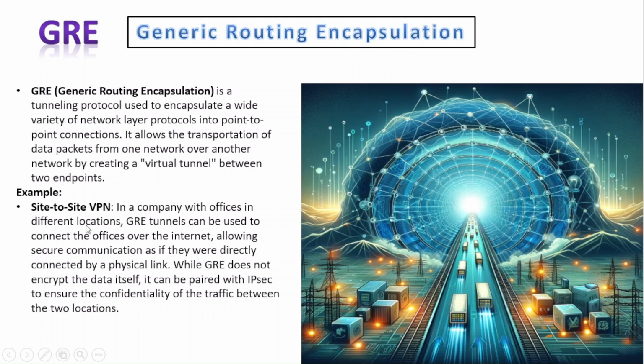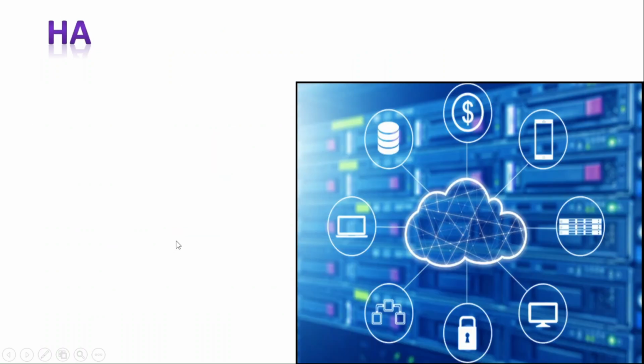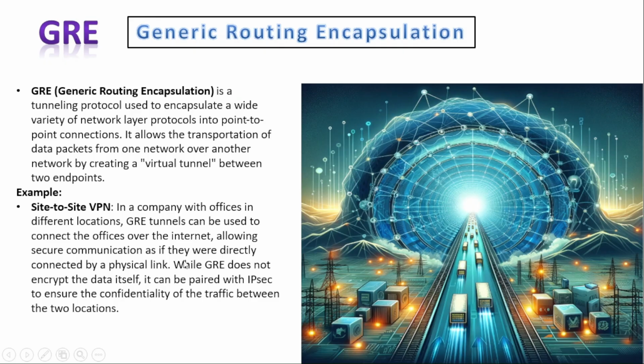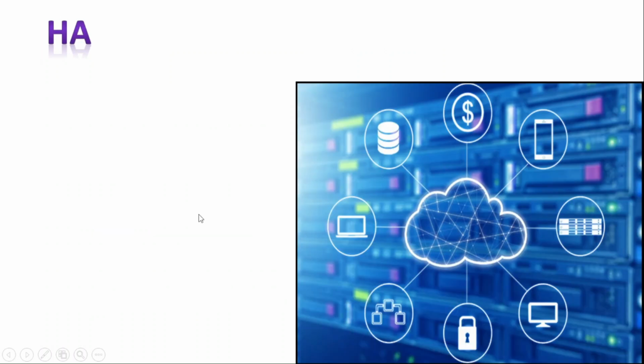In a company with offices in different locations, GRE tunnels can be used to connect the offices over the internet, allowing secure communications as if they were directly connected by a physical link. While the GRE does not encrypt the data itself, it can be paired with IPsec to ensure confidentiality of the traffic between the two locations.